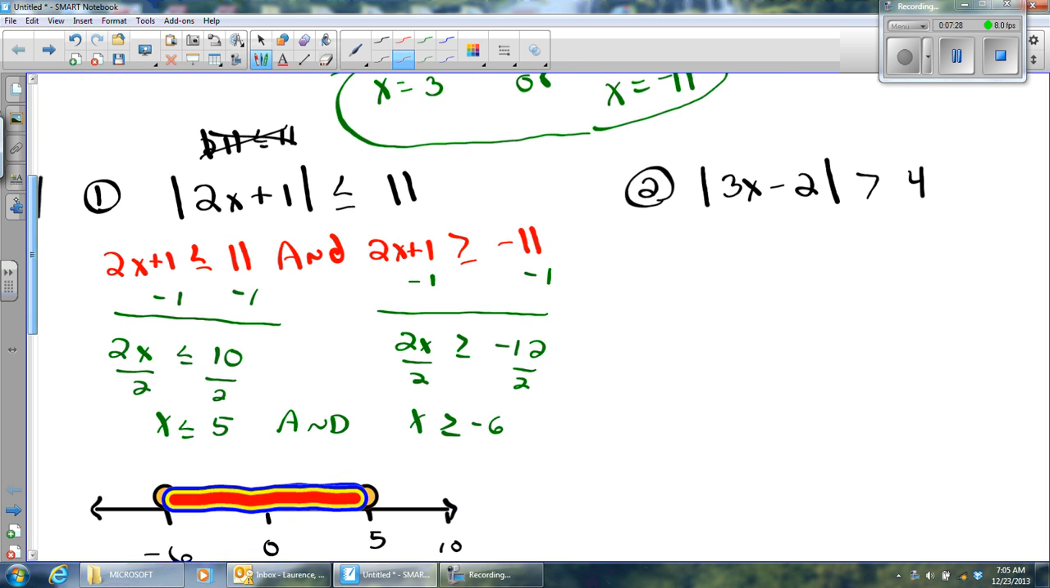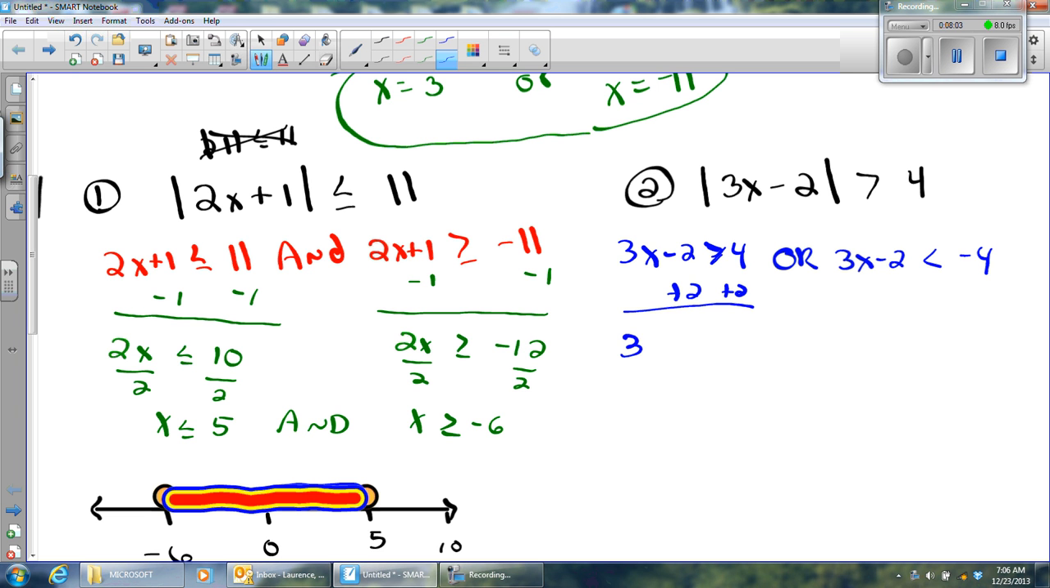Okay, number 2. I cannot write the ors as one sentence, so I'll have to do the ors as two sentences. But I start off exactly like I did. I write down what's inside the absolute value. I keep the symbol the same, and I keep that number on the end the same. Or 3x minus 2 is less than negative 4. So you see it flipped, right? The inequality flips and you change the sign. Okay, now I solve each part.